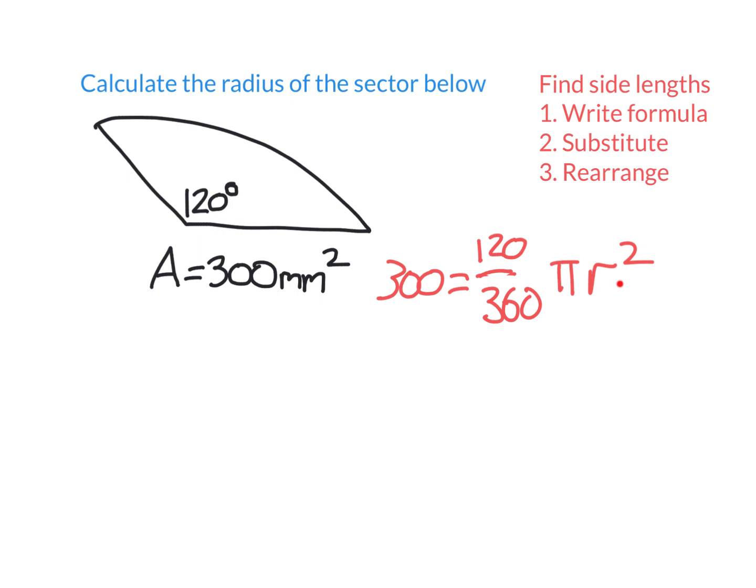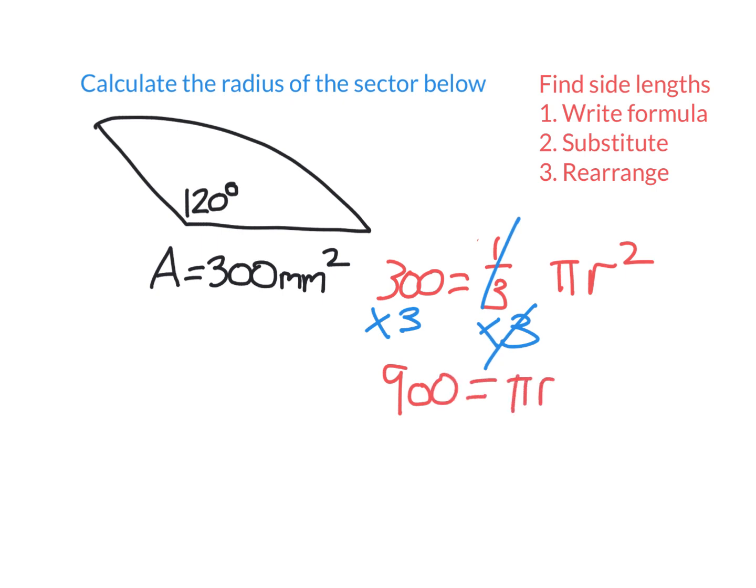I want to know what r is, so I'm going to undo what's been done to r. The first thing I can undo is that it's been timesed by 120 over 360. 120 over 360 is just a third. So the way you undo timesing by a third is to divide by a third, or if you like, to times by 3. I'm going to times this side by 3 and this side by 3, because a third times 3 is just 1. They cancel out. So I'm then left with 900 equals pi r squared.